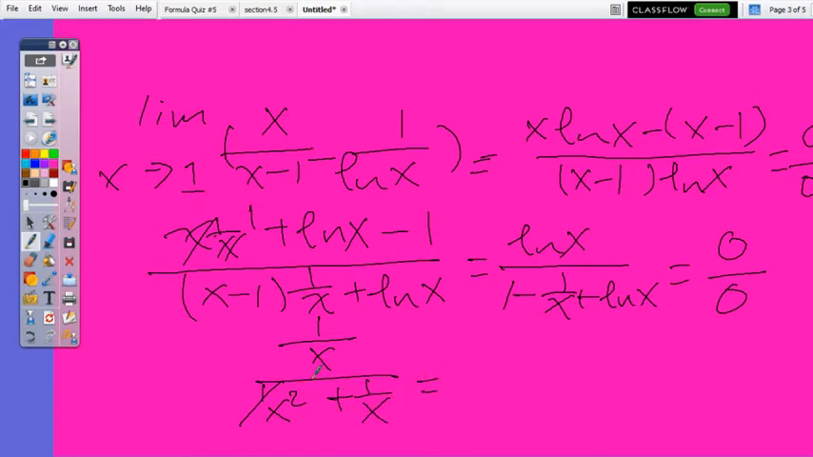So now from here we can just plug in the number. Again, x equals 1. So we have 1 over 1, which gives you 1. And then 1 over 1 squared, that's 1 again. And then plus 1. So finally, the limit is going to be 1/2.